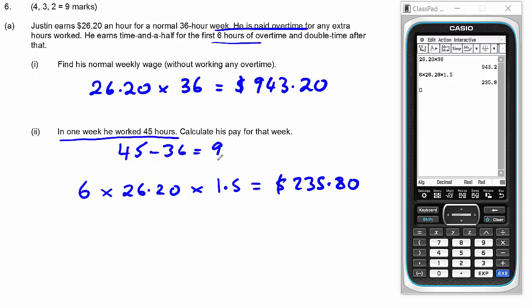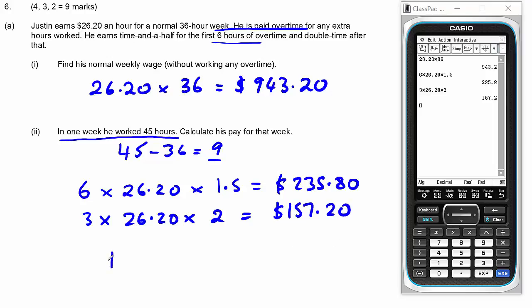And then, the remaining 3 overtime hours he must do at double time. So that's going to be 3 multiplied by 26.20, and this time we'll multiply that by 2 because it's double time, so 157.20.